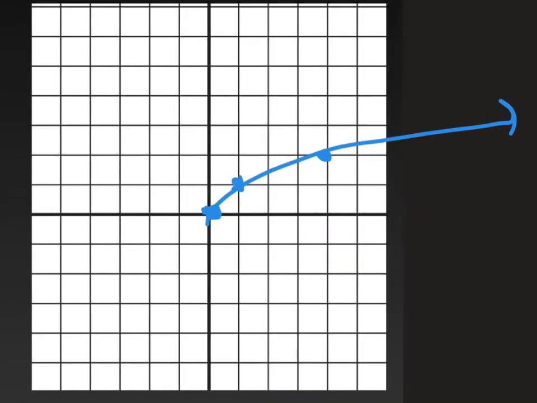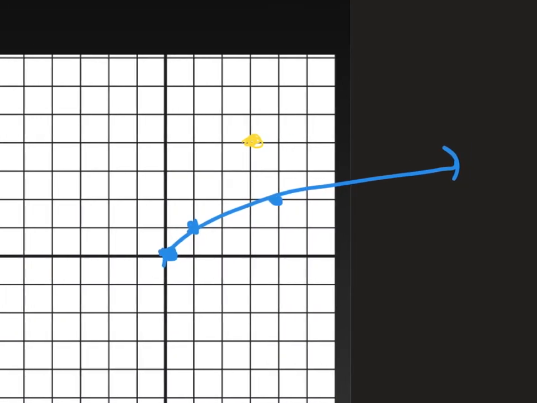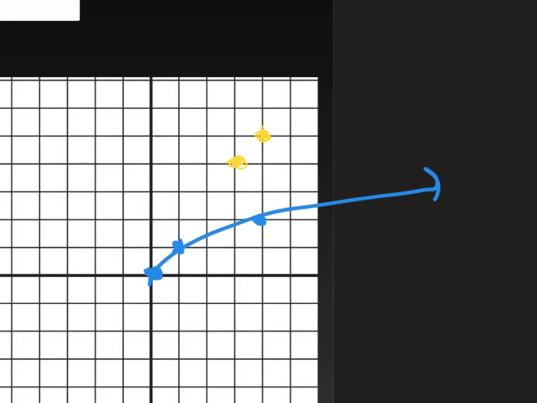So we take 0, 0. We go to the right 3, up 4. Put our point there. We take 1, 1. Go to the right 3, up 4. Next point goes there. And then we take 4, 2. Go to the right 3 and up 4. And then we just draw our curve.